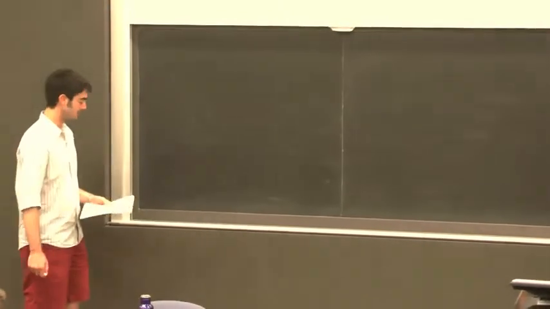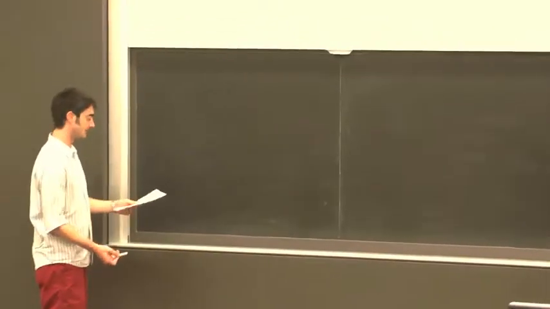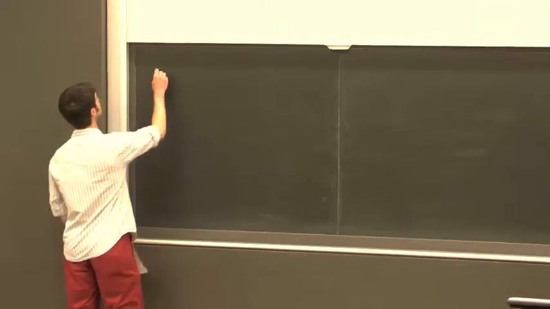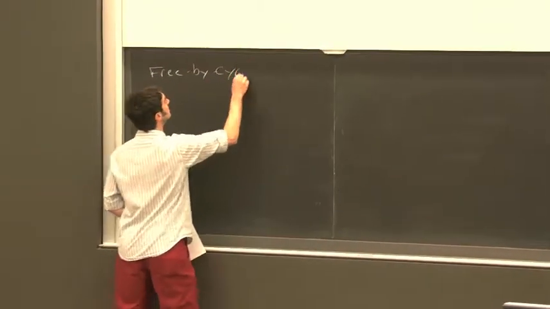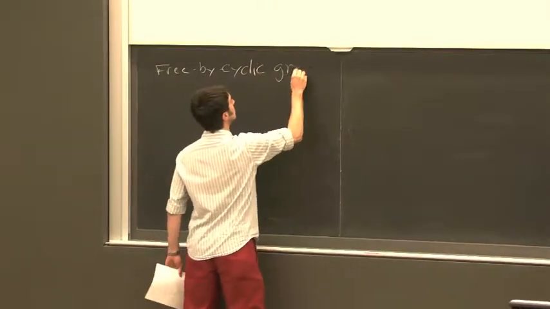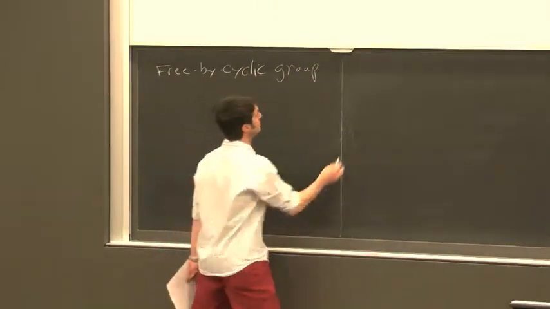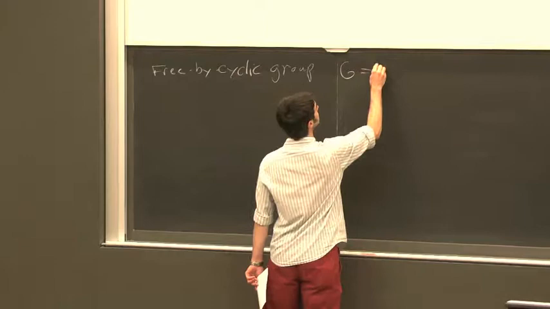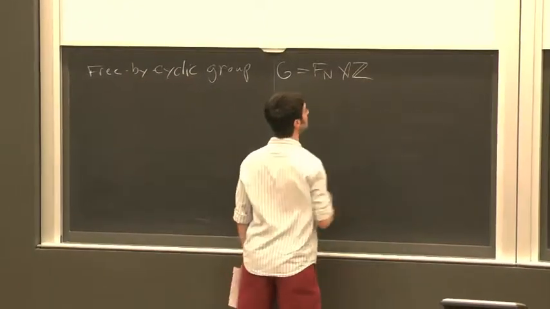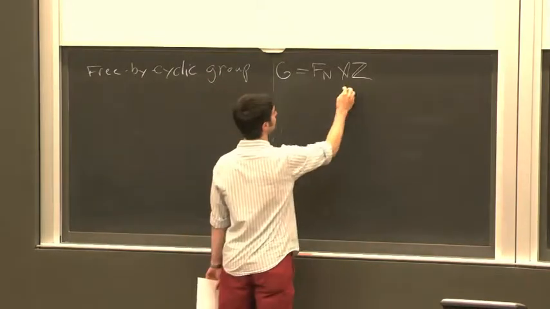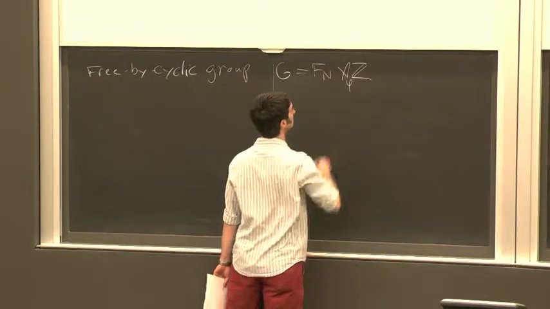Let's just introduce the idea, which is to study free-by-cyclic groups. Okay, so what's a free-by-cyclic group? That's a group G that looks like a free group semi-direct product with a cyclic group. The semi-direct product is over some automorphism here.